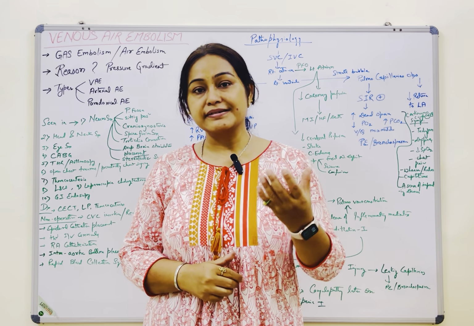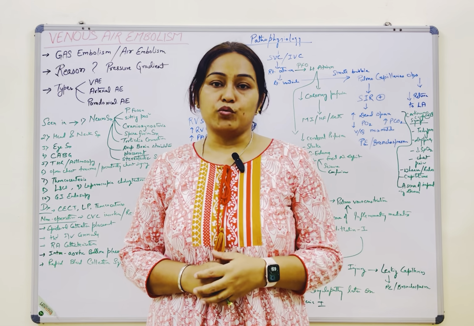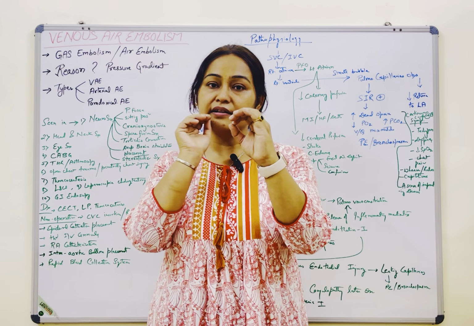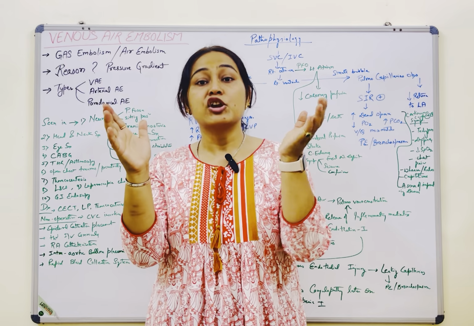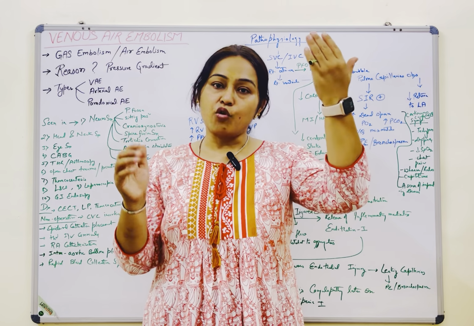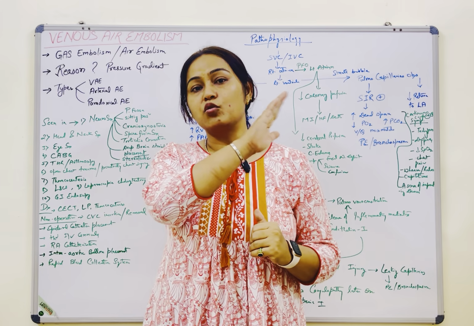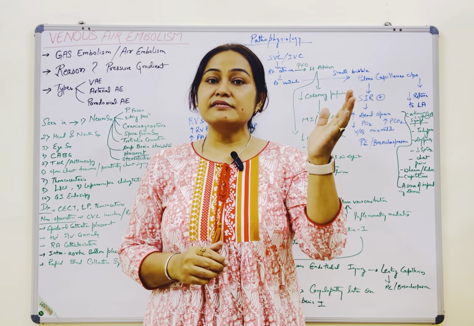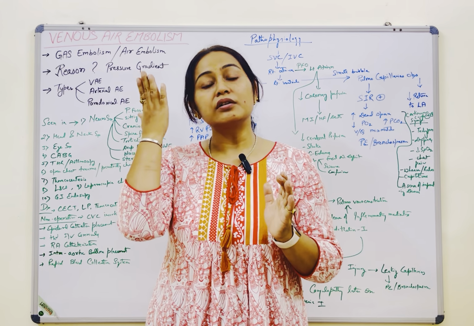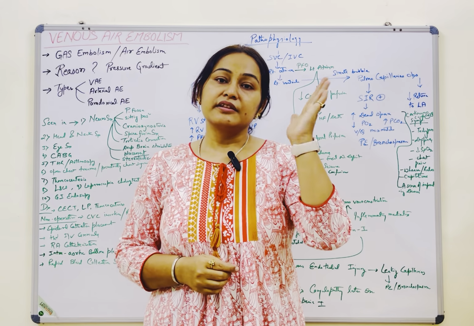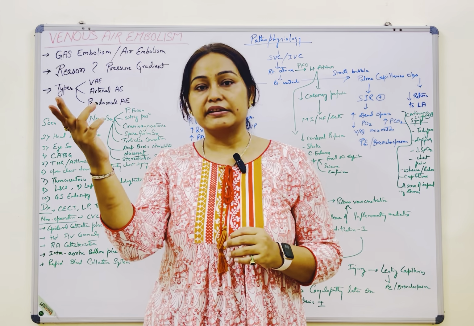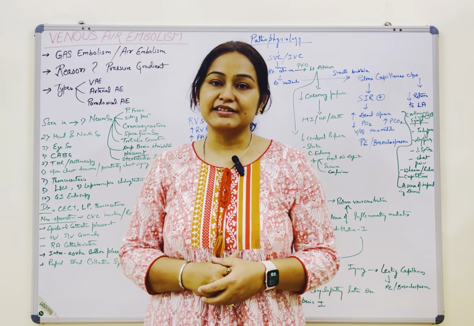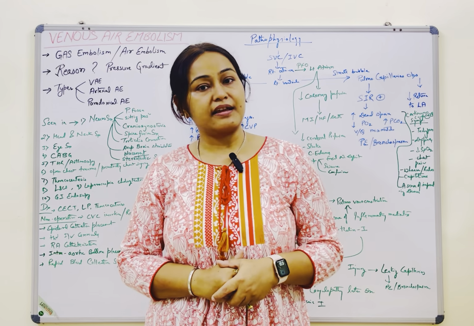When the person has a patent PFO, patent foramen ovale, that means there is a hole in the interatrial septum. There is a connection between the two atria, right and left. So the blood which normally goes from the right atrium to the right ventricle will go from the right atrium to the left atrium. So the venous circulation is now connected to the systemic circulation. That means the venous blood is now mixed with the arterial blood. Then it will go to the cerebral circulation and the systemic circulation. Then it is called paradoxical air embolism.